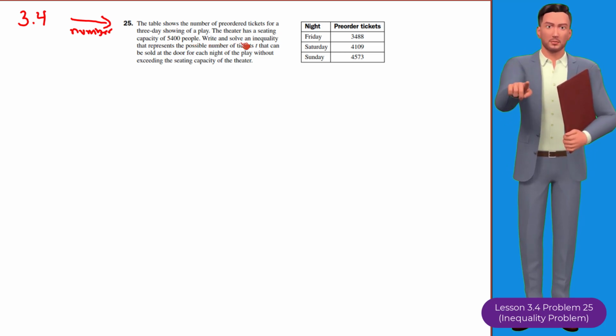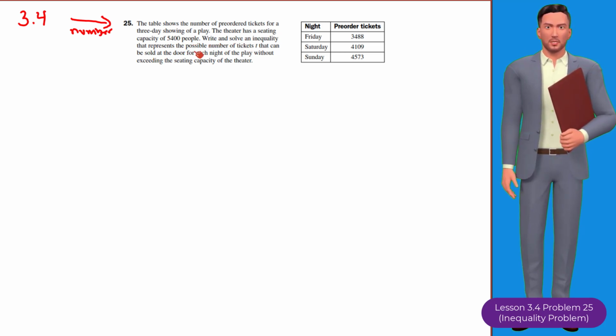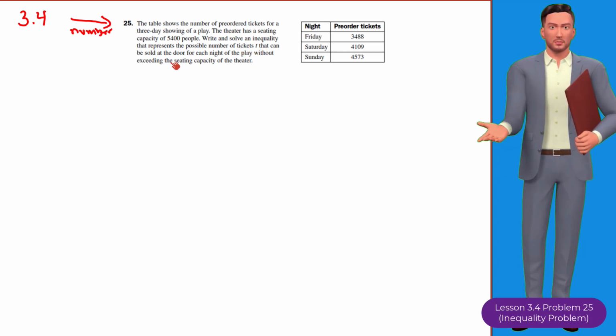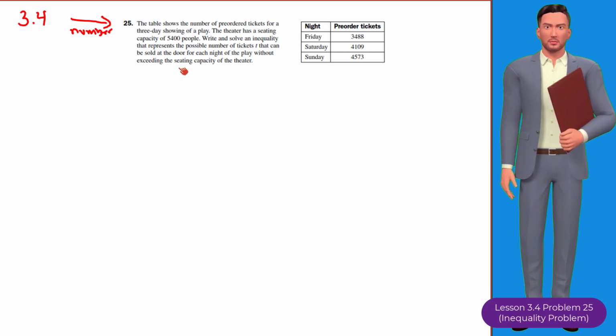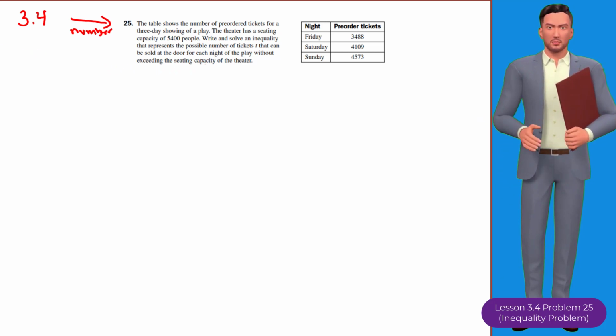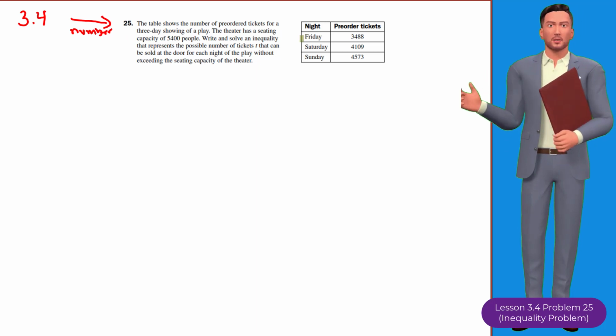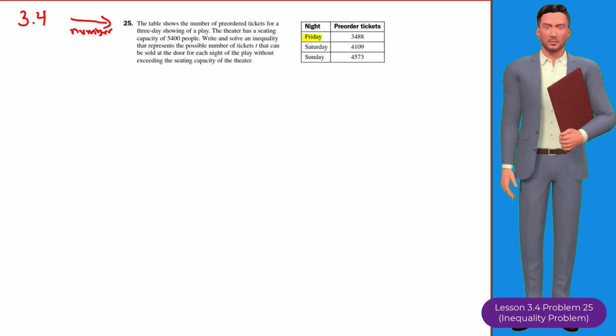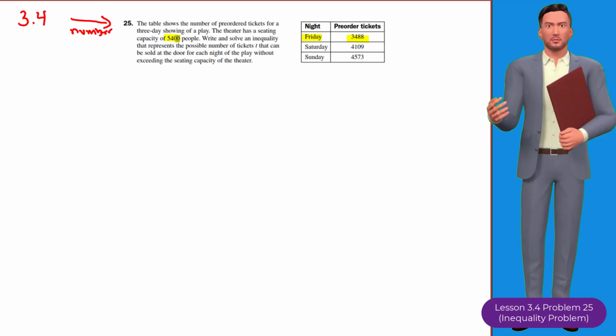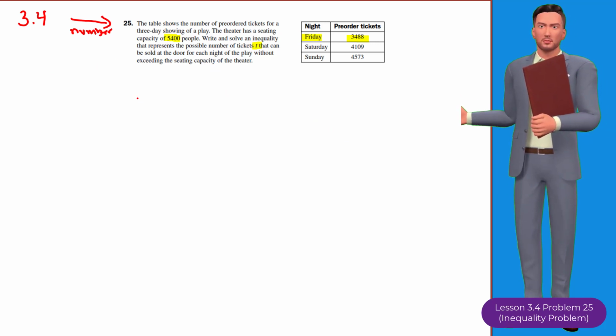Write and solve an inequality that represents the possible number of tickets, T, that can be sold at the door for each night of the play without exceeding the seating capacity. So what do we know from the table? We know that Friday we have a pre-order sale of 3,488. We also know that the capacity is 5,400. We also know that we have a variable T here that we're going to use because that's what we're given.